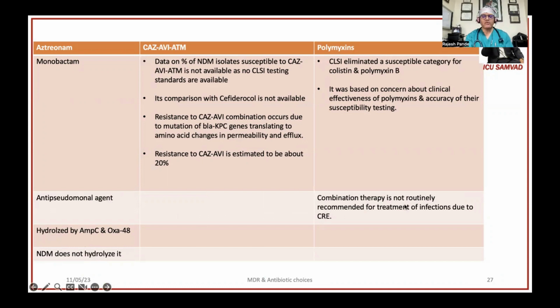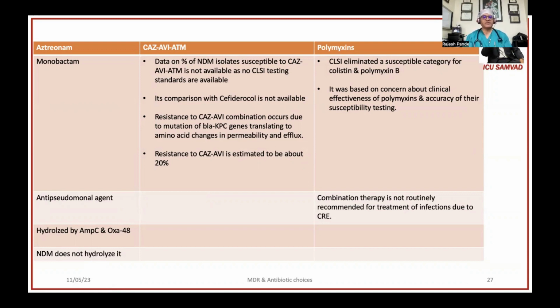So when we are combining aztreonam with ceftazidime-avibactam, one thing we should know is that there is no combination antibiogram available. So the data on the percentage of NDM isolates which are susceptible to this combination is not available, because there are no standards available. Its comparison with cefiderocol is also not available.